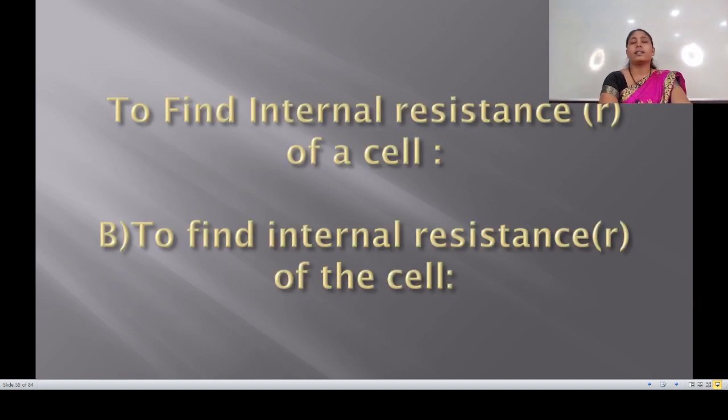First, to find the internal resistance, in brackets small r, of a cell. So this is method second, the second application of the potentiometer. The first application we have already studied in the previous lecture, where we found the internal resistance of this cell.